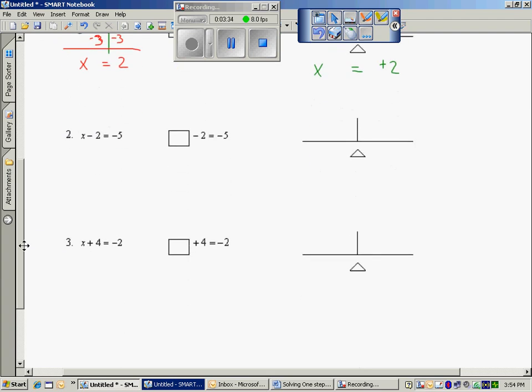Trying the next equation, what number minus 2 is equal to negative 5? That would be negative 3. A negative 3 and a negative 2 is a negative 5. A little bit more difficult to see than the first problem. Representing it on the balance, I have 1 x. I have a negative 2, which would be 2 red, and a negative 5 on the right.